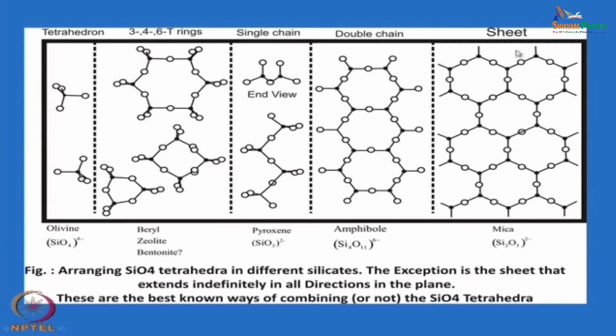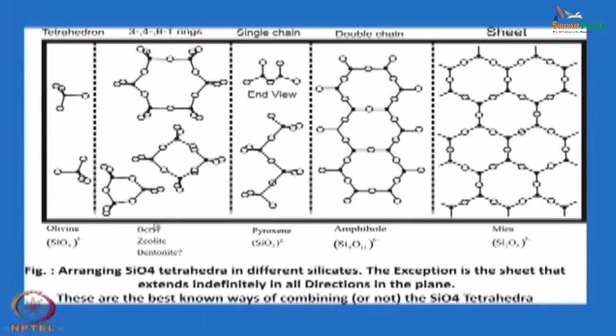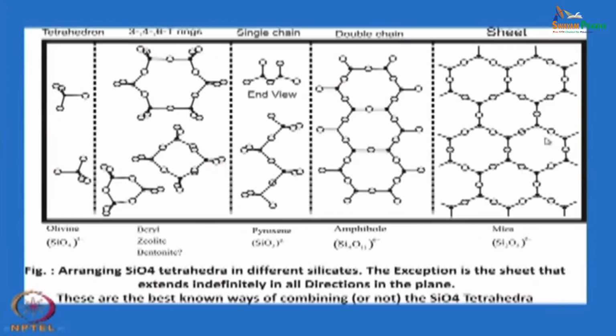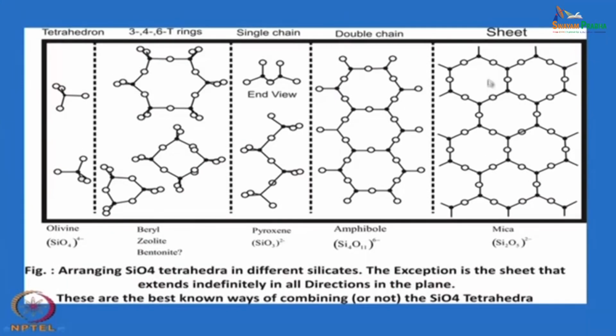Okay. So, sheet structure, this is what we call the sheet structure of silicates. So, you have many different forms of silicates. You have olivines, you have beryl type of structures, pyroxenes, amphiboles and mica. Mica is certainly a very useful mineral, and the structure is what we call a sheet structure.